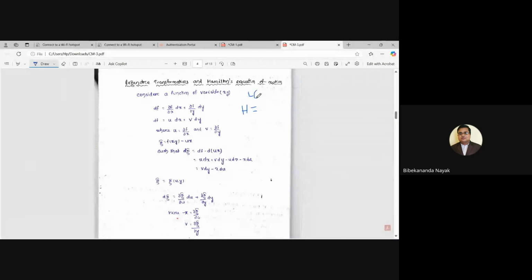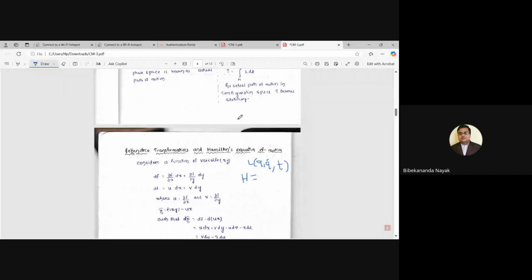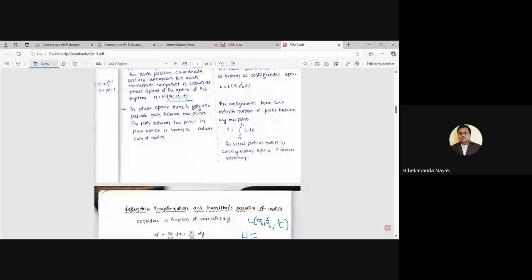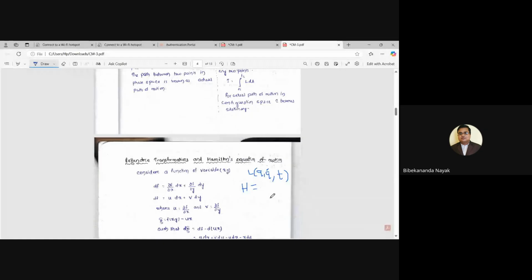Lagrangian is a function of q, q dot and t, that is coordinates, velocity and time. But for the Hamiltonian, we have calculated in phase space. Phase space means position-momentum space, the q-p state. So Hamiltonian is basically a function of q, p and t.